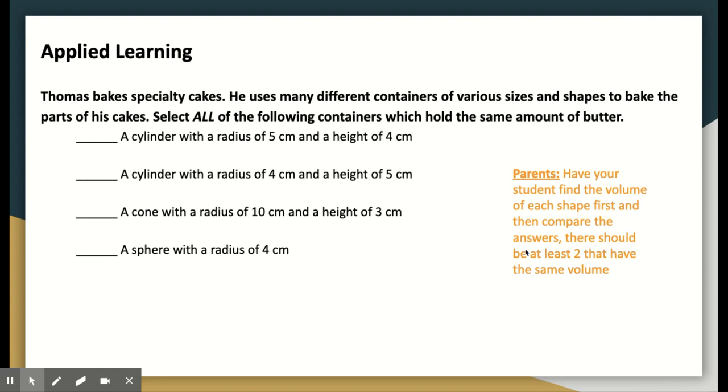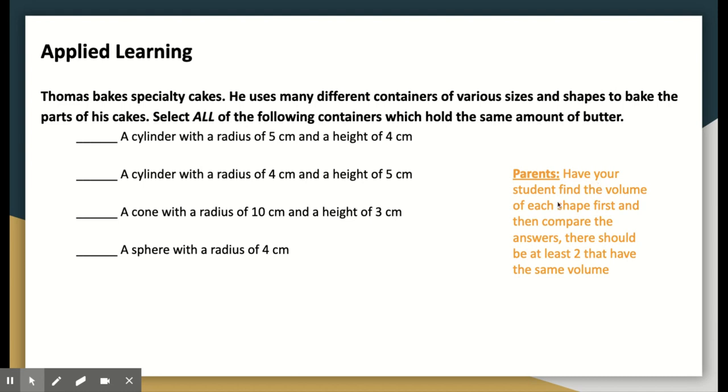After your student has done practice and has checked their answers and feels competent, here's an applied learning question. Thomas bakes specialty cakes. He uses many different containers of various sizes and shapes to bake the parts of his cake. Select all of the following containers which hold the same amount of butter. So here your students will be finding the volume of all the shapes. Again, they refer to all their notes from the previous weeks. Today was cylinder, and then last week was cone and sphere.